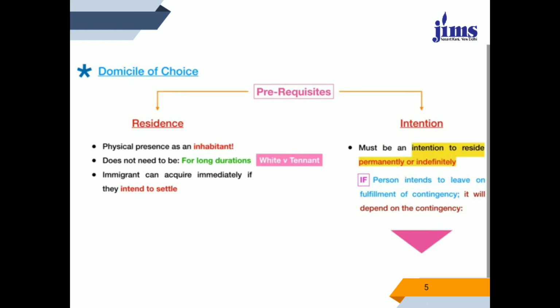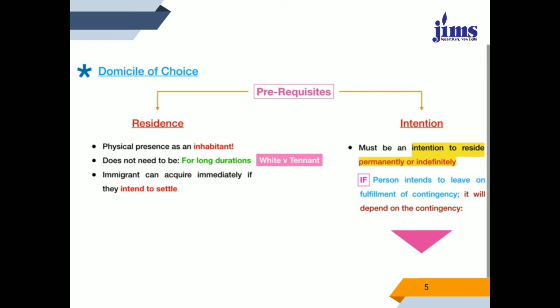So there are two primary prerequisites in order for an individual to establish that he has chosen a domicile that is his particular domicile. Number one, residence. For residence, physical presence of an inhabitant is required. It does not need to be for a long duration, and an immigrant can acquire it immediately if they intend to settle. So these are the prerequisites of a residence.